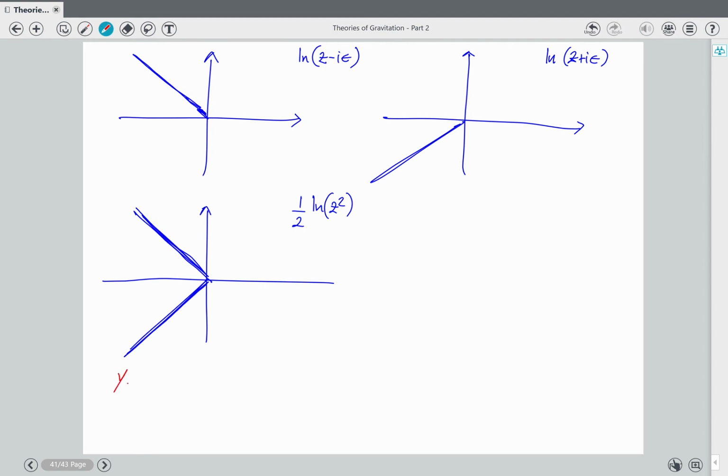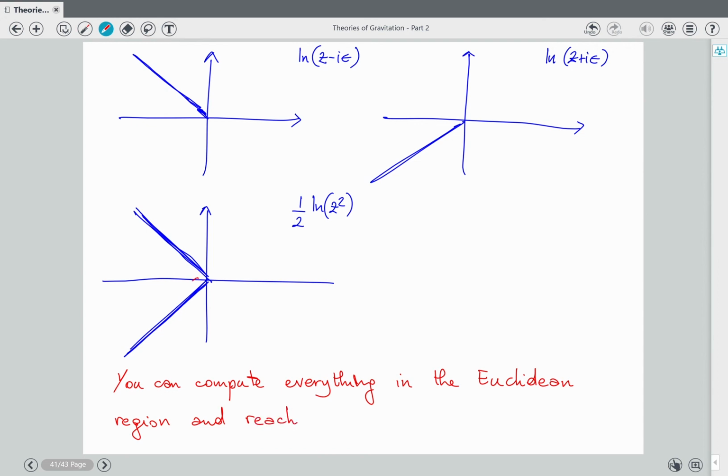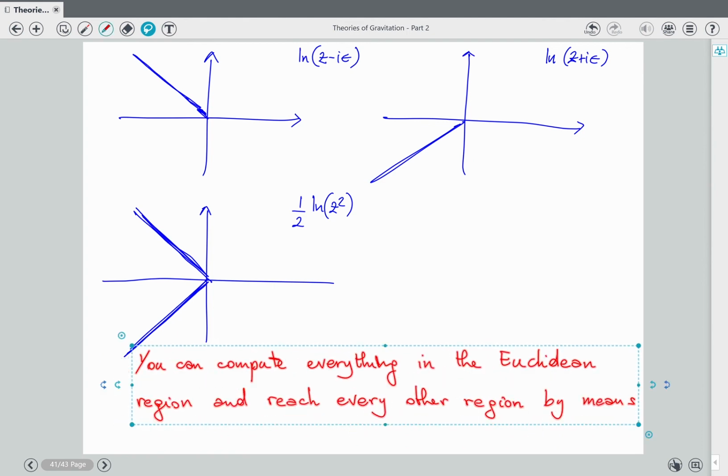Not only, but that means you can compute everything in the Euclidean region and reach every other region by means of the average continuation.